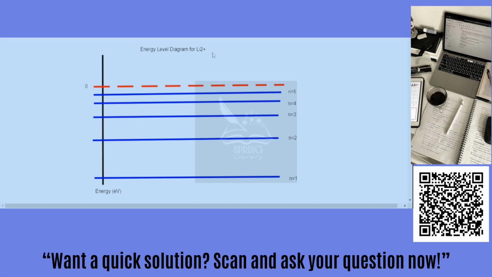Today we're going to look at how to construct an energy level diagram for lithium 2+. To start out with, I'm going to give a brief explanation of our diagram here, and then I'm going to finish the construction of it. I currently have the general shape of one drawn out.